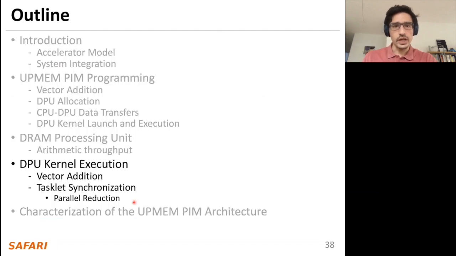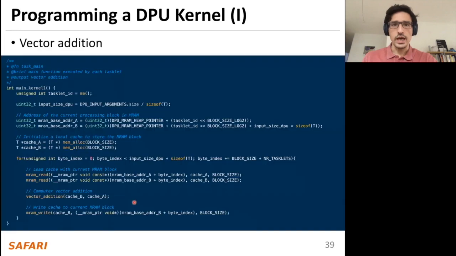Okay, let's continue with the programming part, and now with the kernel execution: how these kernels that we are going to write are executed onto the DPUs. And what we have to do now is to take a look at the kernel that we, as programmers, would write to perform, in this case, a vector operation on the DPUs. Observe that the code is relatively simple.